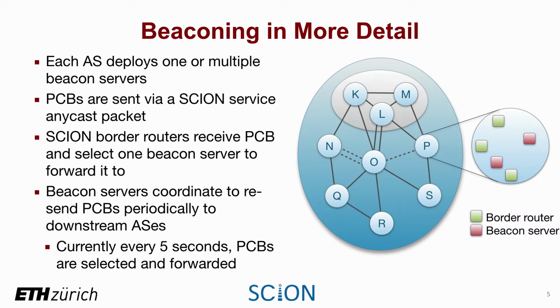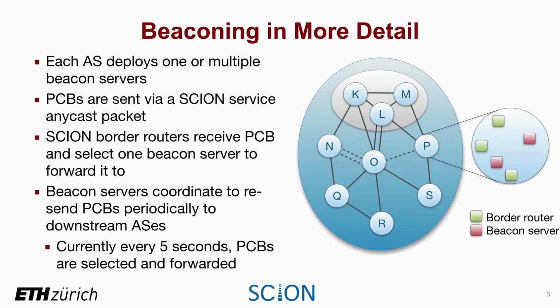On this slide, we'll look at beaconing in a little bit more detail. Each autonomous system, each AS, deploys one or multiple beacon servers that are shown here. In the picture, you can see AS P blown up with more detail inside, and we can see there are 3 SCION border routers shown as green rectangles, and in red we show 2 beacon servers within the AS. These beacon servers essentially distribute the beacons, or these PCBs, through the network.